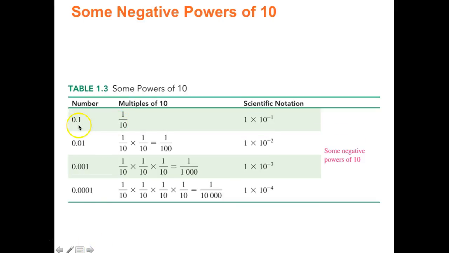So 1/10 or 0.1 can be represented as 1 times 10 to the power negative 1, 1/100th as 1 times 10 to the power negative 2, 1/1,000th as 1 times 10 to the power negative 3, and 1/10,000th as 1 times 10 to the power negative 4. If you were going to write it in standard numbers, then you would have to write 0.01, 0.001, and so on.